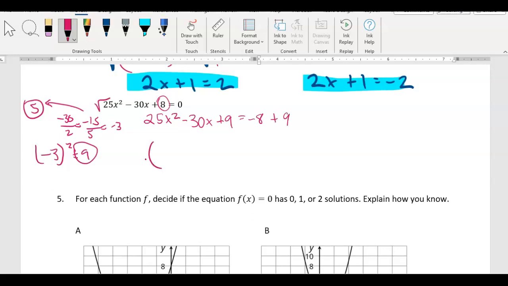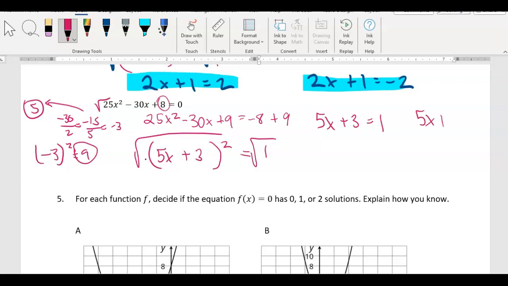This now is a perfect square. I'm going to rewrite it as a perfect square. 5x plus 3. And then on this side, negative 8 plus 9 is 1, which is a perfect square. That's beautiful. So now I can take the square root of both sides, and I can rewrite this as 5x plus 3 equals 1, or 5x plus 3 equals negative 1. And solve. So again, you solve for x here and tell me what x should equal.